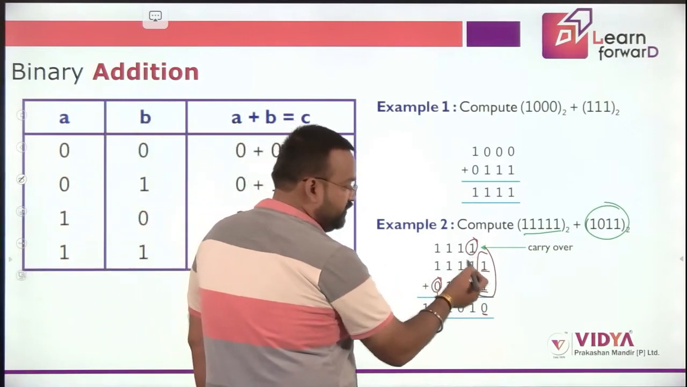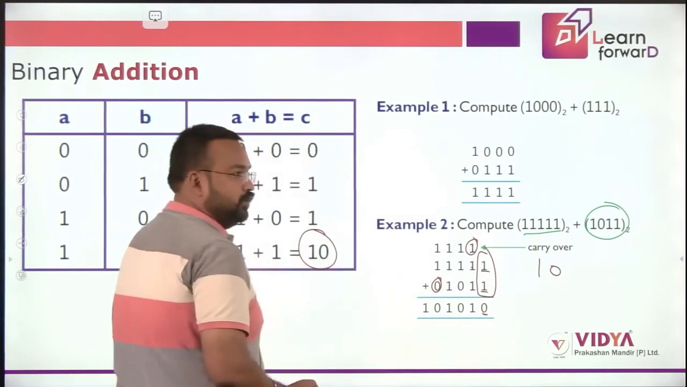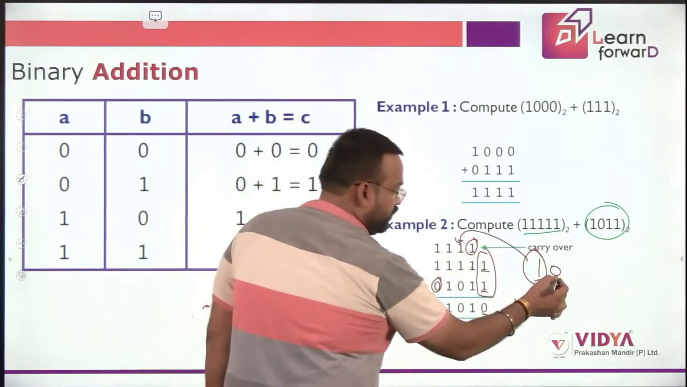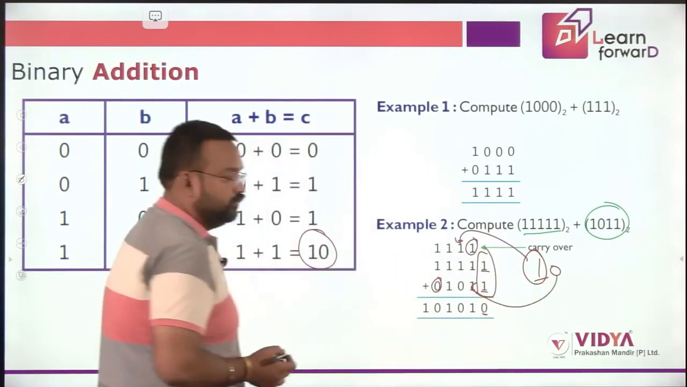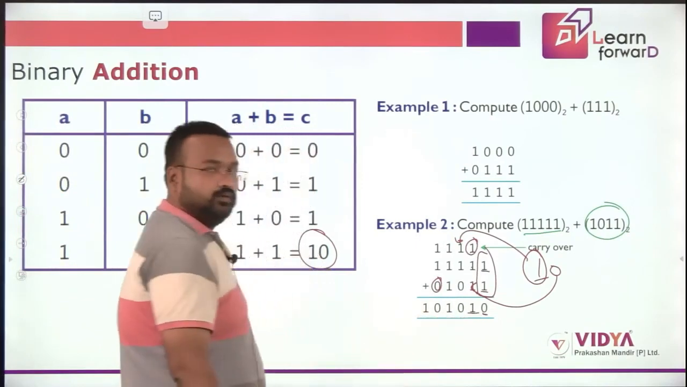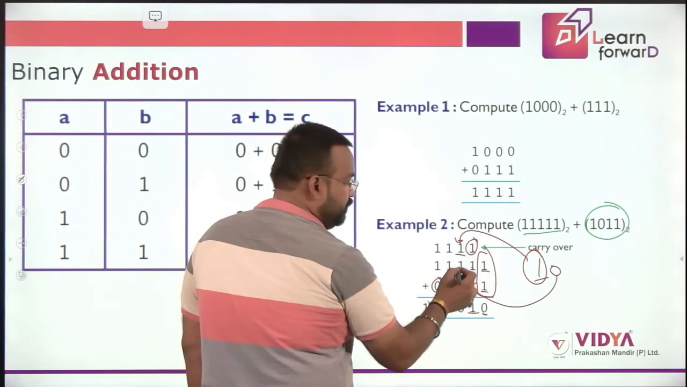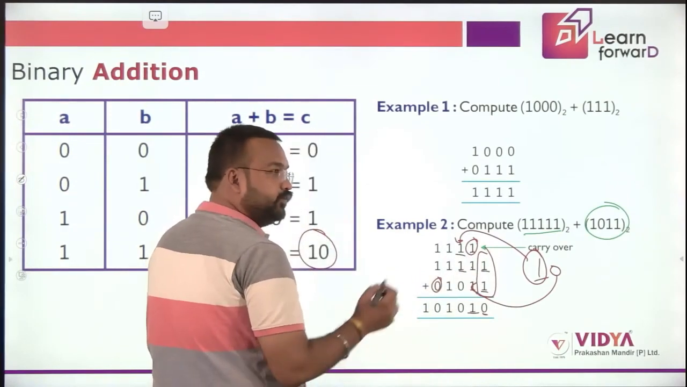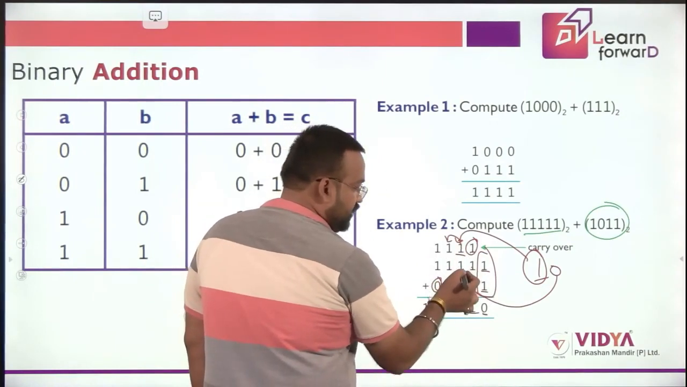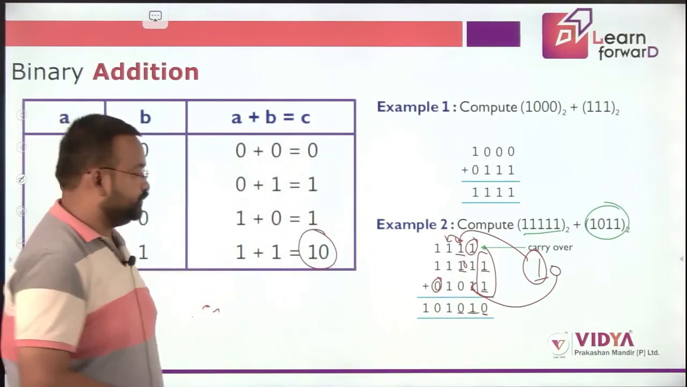Now again, when we add 1 and 1, what would it become? It would be 10. So this 1 will be carry, and now we will add this 0 and 1. So 0 plus 1 is equal to 1. Clear? Now let's again do it. 1 plus 1, what would it be? It would be 10 again. So 1 would be carry, and then we will add 0 plus 0, which is 0.